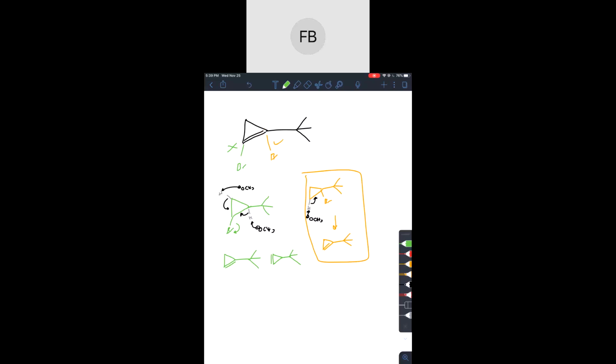So you can draw this with the bromine in the correct position, and then you can just show what I did basically to show that it's the same thing.